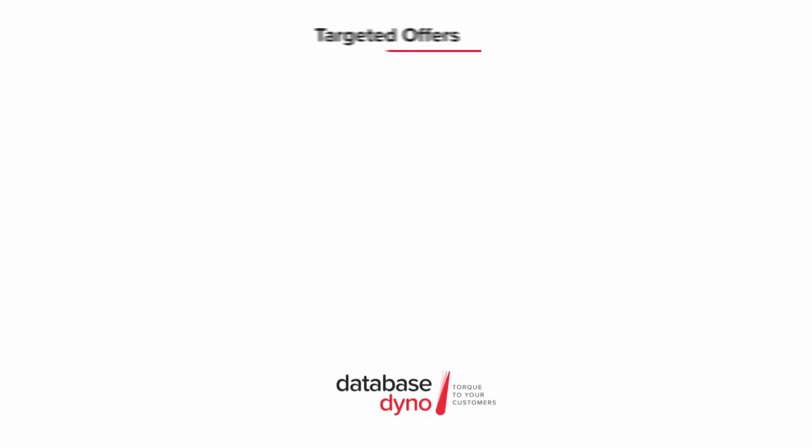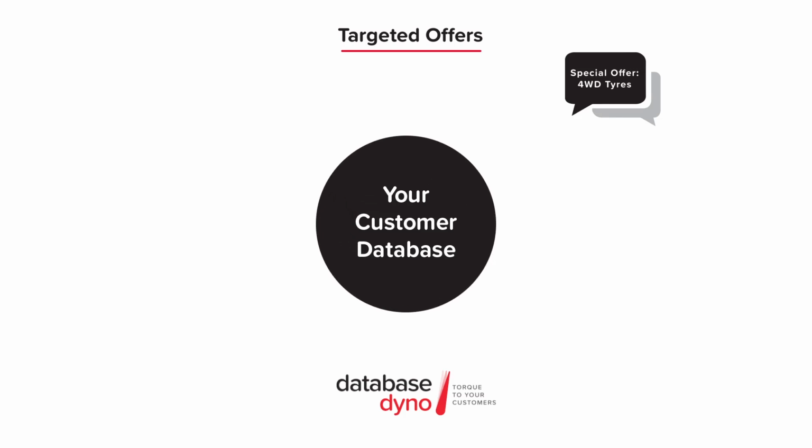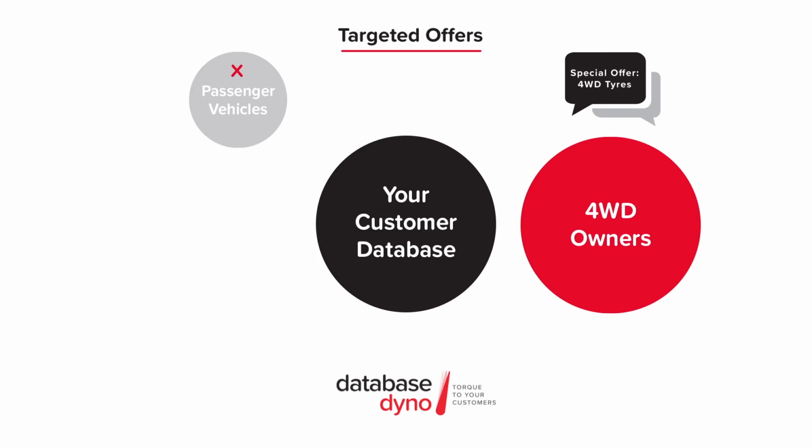Here we're going to talk about targeted offers to specific customers in your database. So the example in this case might be that you want to do a special on 4-wheel drive tyres. We start with your whole database, so everybody who's been back into your business ever. We'll then say, well, we don't want to target people that are driving passenger vehicles. We want to bring it down to just 4-wheel drive owners. We then might say, maybe you don't want to target anybody who hasn't been back for over 3 years.